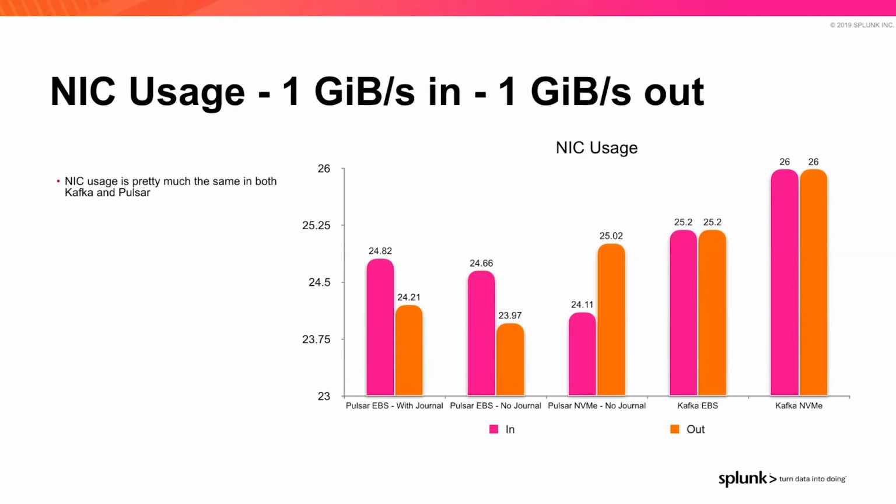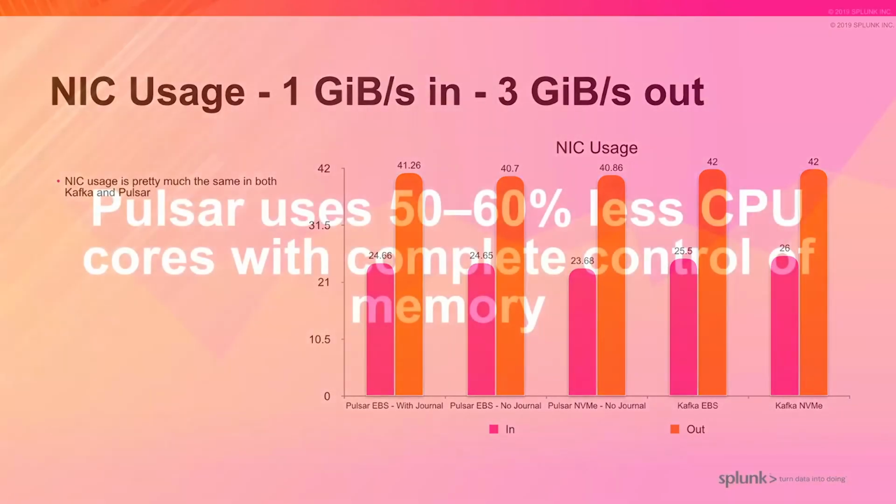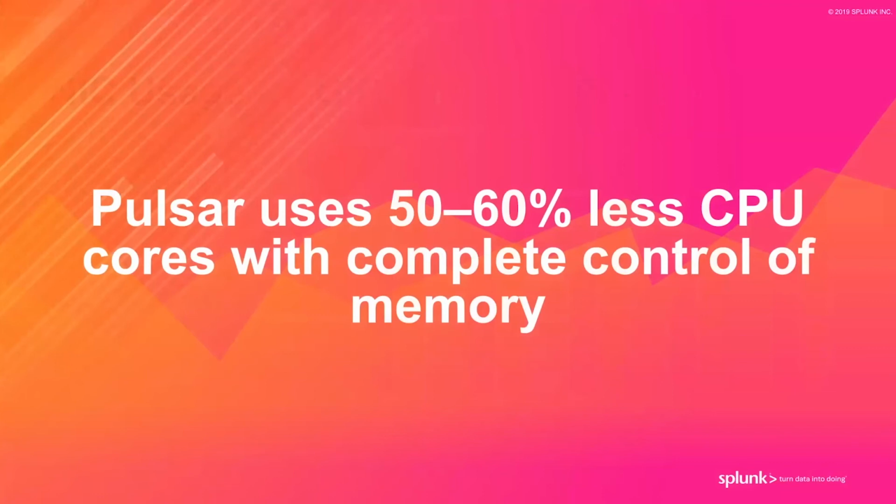NIC usage is more or less the same, because when you do multiple replicas on both systems, the publisher has to go via the network to publish to other brokers. So Pulsar uses 50 to 60% less CPU cores with complete control of memory.